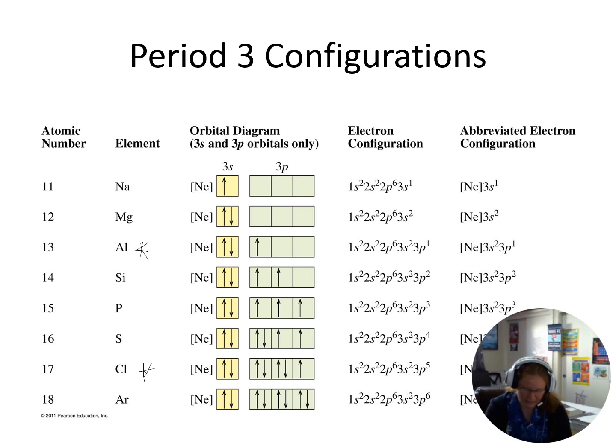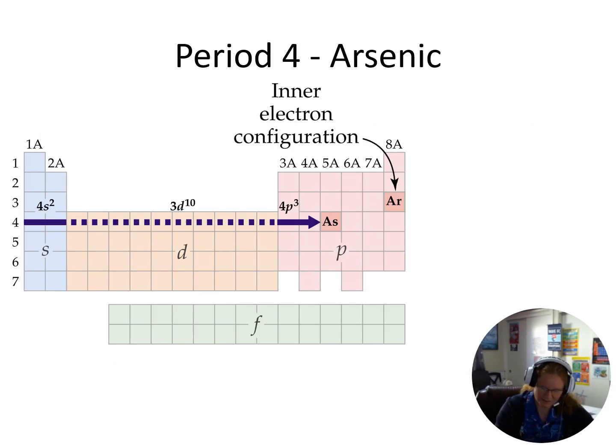And then we get to argon. And if we look at argon here, do we have room for anything else? We do not. So now when we go to period 4, now we can have argon as our noble gas.